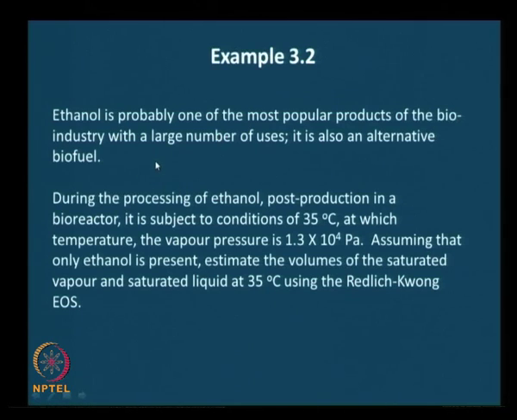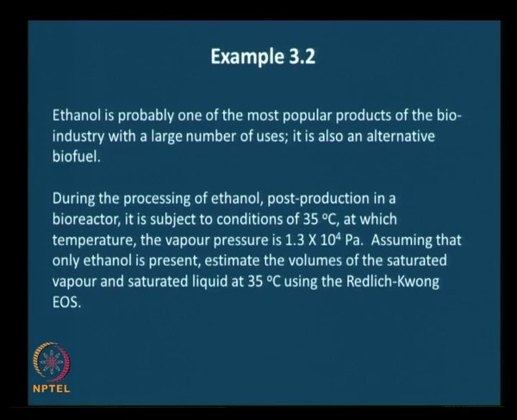Ethanol is probably one of the most popular products in the bio industry with a large number of uses. It is also an alternative biofuel. During the processing of ethanol post production in a bioreactor, it is subject to conditions of 35 degrees C, at which temperature the vapor pressure is 1.3 × 10^4 pascals. Assuming that only ethanol is present, estimate the volumes of the saturated vapor and the saturated liquid at 35 degrees C using the Redlich-Kwong equation of state.